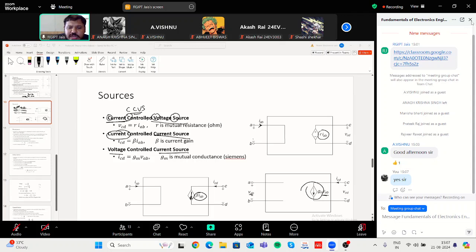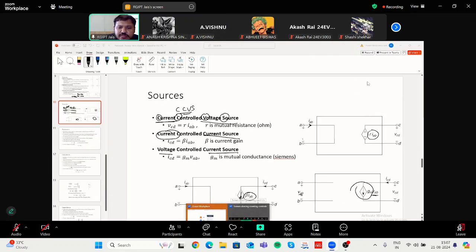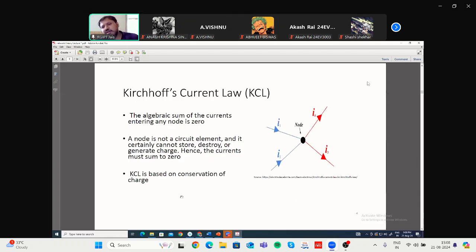Now we will start with what we are discussing where we left in the previous class. Just a brief revision. The two important concepts that we learned yesterday were KCL and KVL. KCL, Kirchhoff's current law, it finds out different nodes.